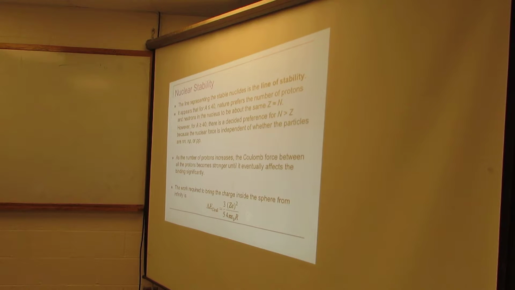Okay, actually the answer is here. The point is, since we are at 40, you can see the line of stability was where N and Z were equal. But as I tell you, before 40, nature preferred the number of protons and neutrons in the nucleus to be about the same. After 40, they prefer the neutrons to be more than the protons, because the nuclear force is independent of whether the particles are NN or PP.